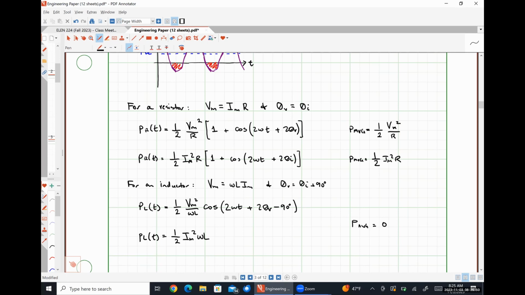Cosine of theta v minus theta I is still going to be the cosine of 90 degrees, so that term goes to 0. And now we'll have cosine of twice omega t plus, so we're going to express theta v as theta I plus 90 degrees. Theta I is just theta I. Add those two together, and we get twice theta I plus 90 degrees. So here's our relationship for inductors.